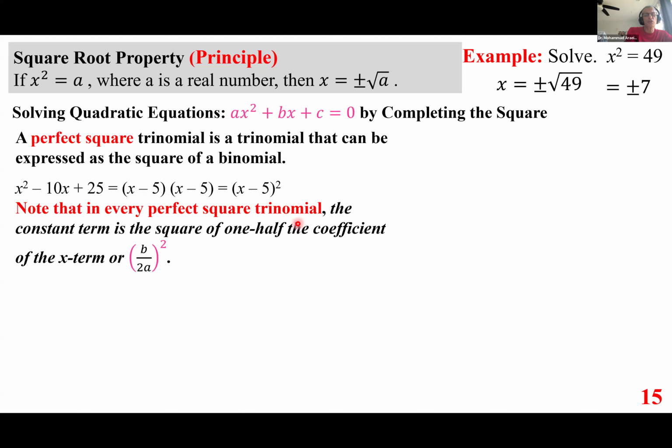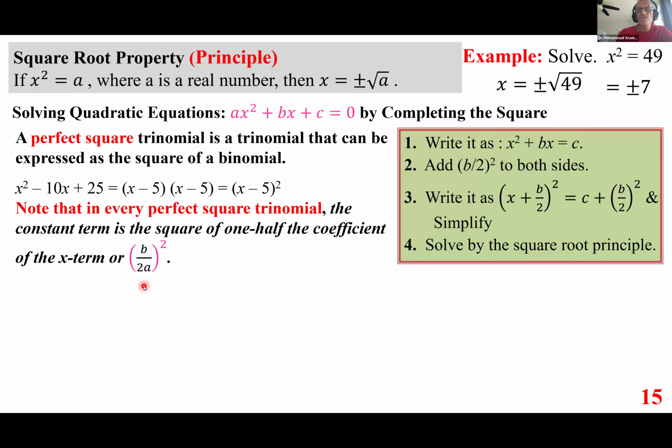Note that in every perfect square trinomial, the constant is the square of 1/2 the coefficient of the x term. If you look at the x term, the coefficient is negative 10. Divided by 2, negative 5. Square it, 25. That's how we get that, (b over 2a) quantity squared. So, how do we solve by completing the square?